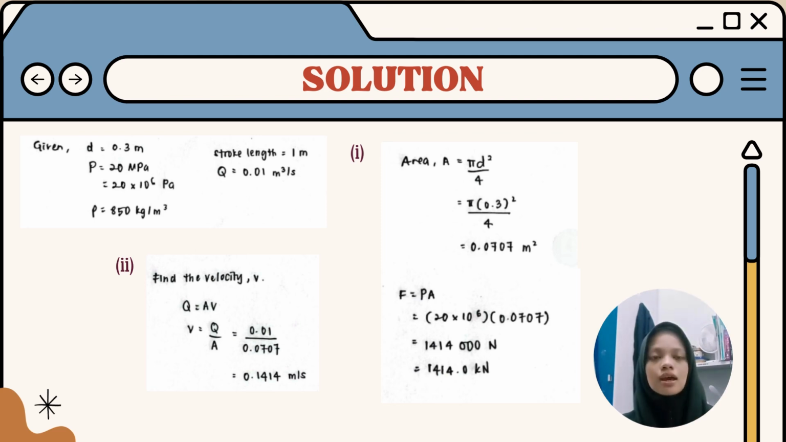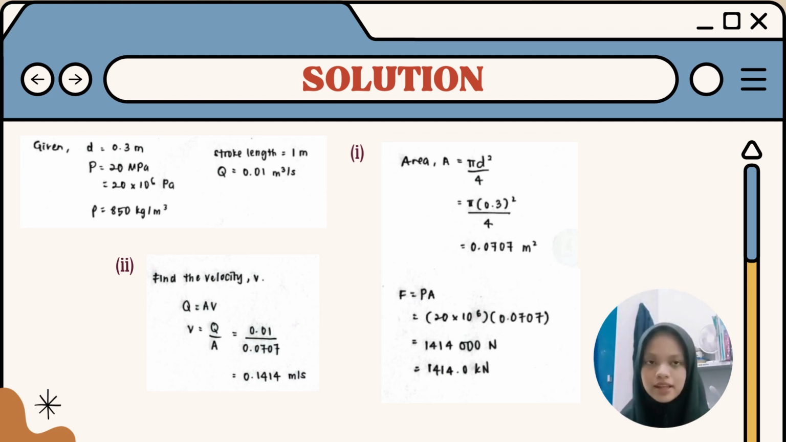meters squared. And finally we need to substitute into the force formula, F equals P times A, and P we got 20 times 0.0707, and we get 1414 kilonewton.